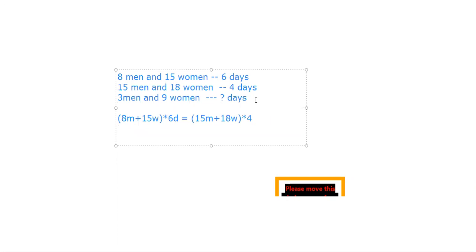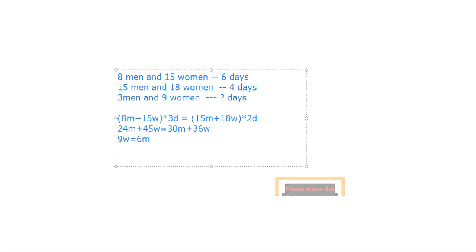Right. So now what will happen? If you cross-multiply, this becomes 3 and this becomes 2. So now this becomes 24 men plus 45 women equals 30 men plus 36 women. So now we can just equate it. It would be equal to 9 women equals 6 men. 9 women equals 6 men.